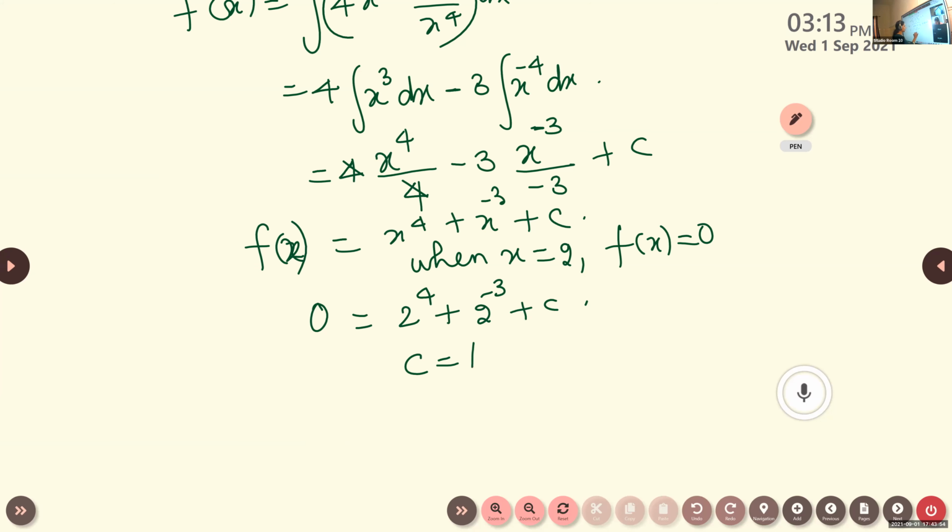So we'll get 16 plus 2 cube, meaning 1 by 2 cube, isn't it? So 16 plus 1 by 8. So what will be the value of c? We're taking 2 raised to 4 to the other side, right? So we'll get minus 16 minus 1 by 8. We'll get everything in terms of minus. So what will be the value of c?